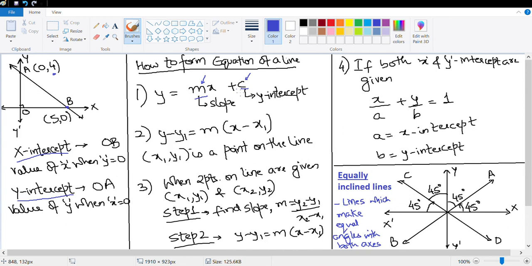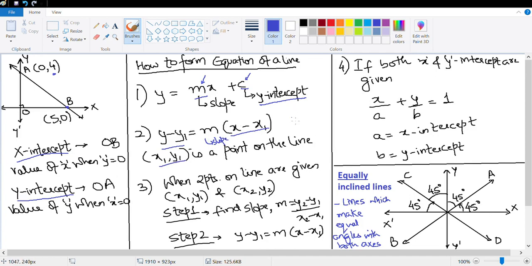Now in case the slope is given and a point on the line is given, which means the y-intercept is not given but a point on the line is given, then how do you form the equation? Then in that case the formula is y minus y1 is equal to m times x minus x1, where m obviously is the slope and x1, y1 is a point on the line.